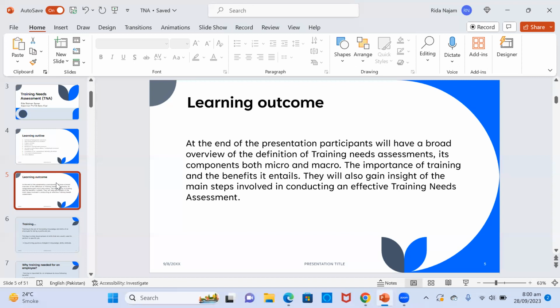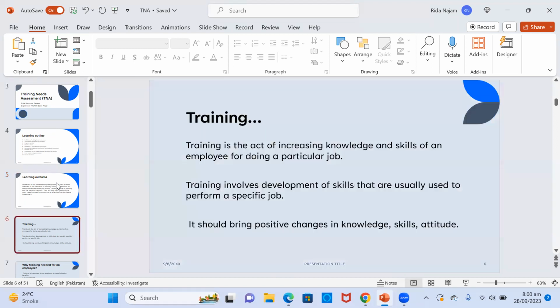Learning outcome. At the end of the presentation, participants will have a broad overview of the definition of training needs assessment, its components, both micro and macro, the importance of training and the benefits it entails. They will also gain insight into the main steps involved in conducting an effective training needs assessment.